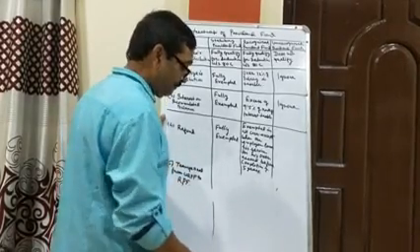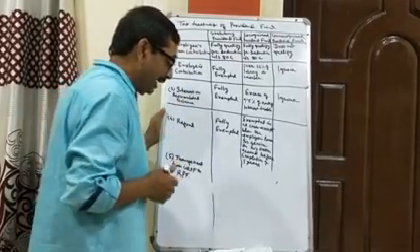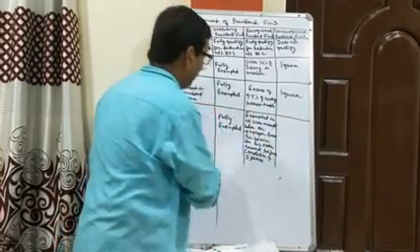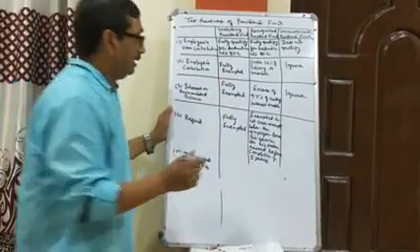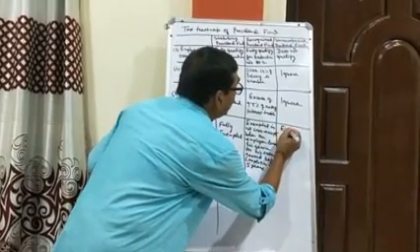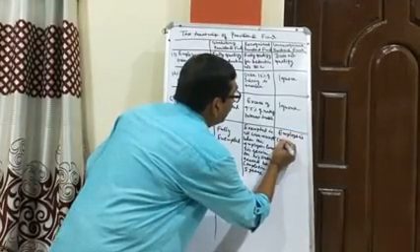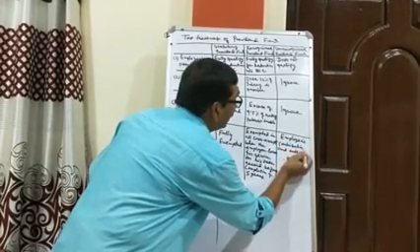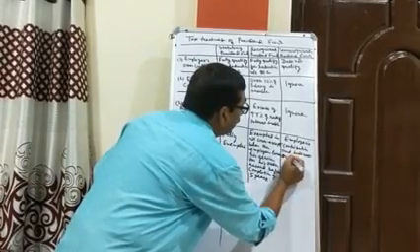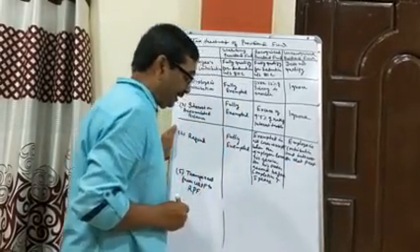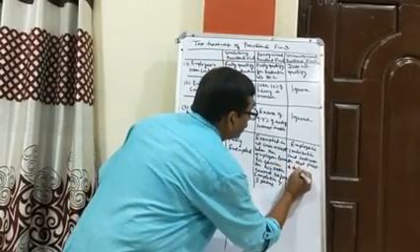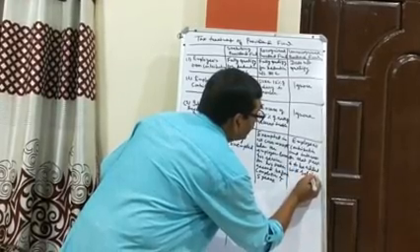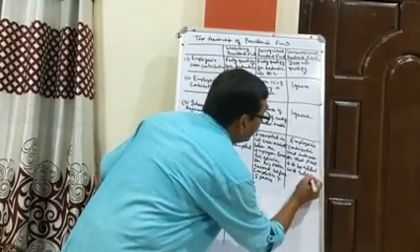But in case of unrecognized provident fund, the employer's contribution and interest on that part are to be added in salary. If a refund is there, a portion now becomes taxable. What is the portion? Employer's contribution and interest on that part are to be added with salary.